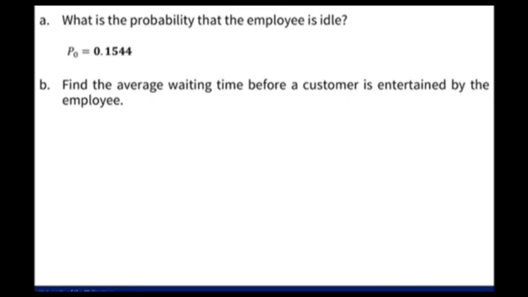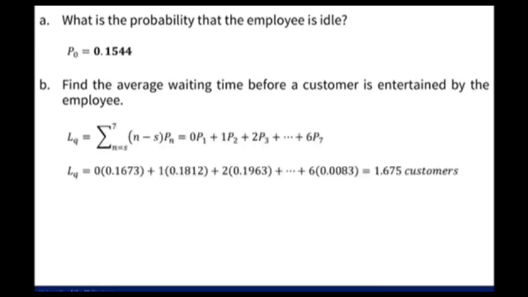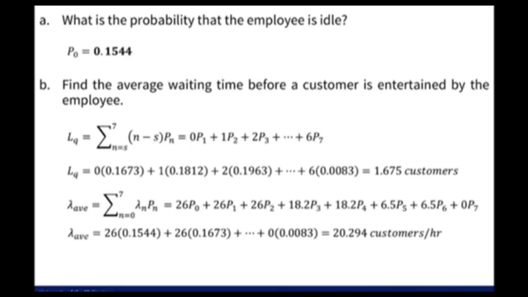This is given by WQ. In order to compute WQ, we first compute LQ using its definition. We then compute lambda average using the weighted average of the arrival rates, before getting WQ using Little's law. The final value of WQ is 4.952 minutes.